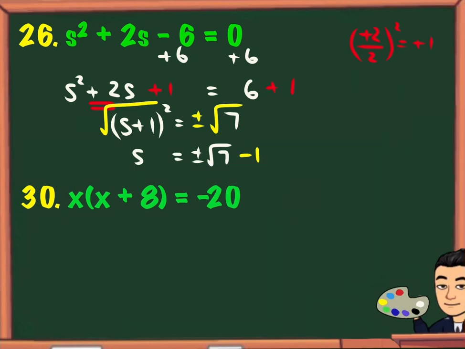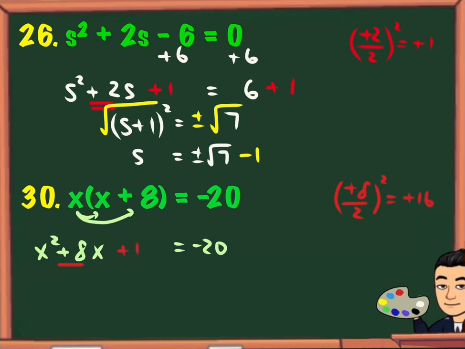For number 30, I'm going to distribute the x, so I can rewrite this as x squared plus 8x equals negative 20. Use the positive 8, that's your b value. You divide it by 2, and then you square it. This is going to equal positive 16. So I'm going to add 16 on both sides.